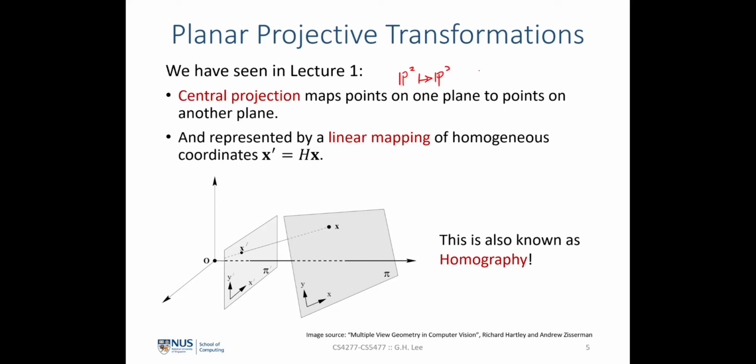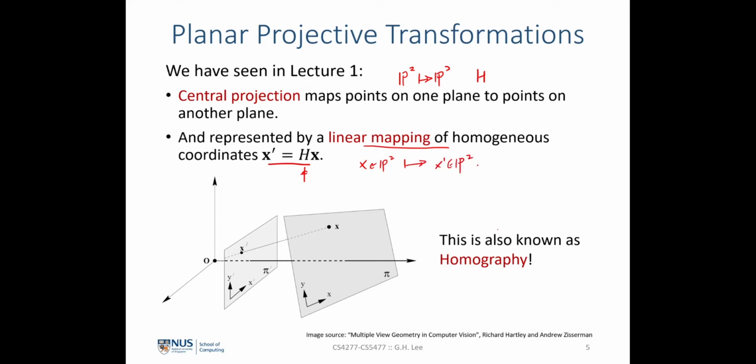And we have denoted this transformation as H over here, and it could be a projective transformation, a finite transformation, a similarity transformation, or a rigid transformation in the Euclidean space. And this is represented by a linear mapping of homogeneous coordinates, which is given by this particular equation over here. H here is the linear mapping transformation, which maps a point x, which is in the P2 space, to another point x prime, which is also in the P2 space here.